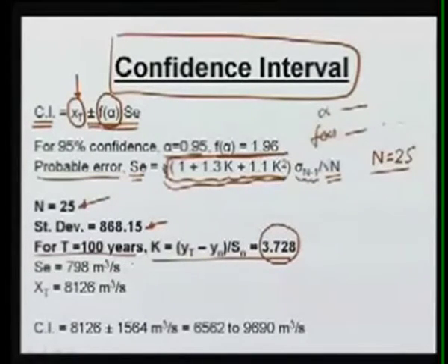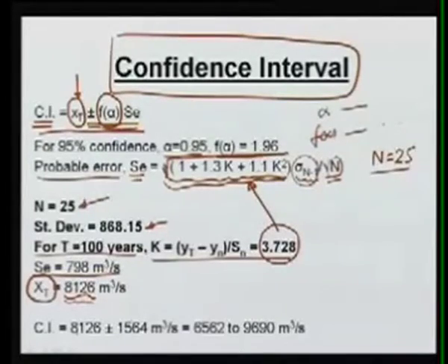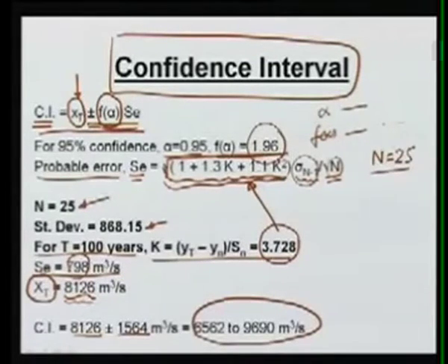So using this data, we can obtain the probable error. Using K, we can obtain this constant. This is known, this is known. So we get the value of SE as almost 800 meter cube per second. XT, which we have estimated for the 100-year flood earlier, was 8126 meter cube per second. So if we want to find out the 95% confidence interval, we will use this equation with XT of 8126, F alpha of 1.96, SE of 798, and we get 8126 plus minus 1564 meter cube per second. So this gives us a range for the 100-year flood.